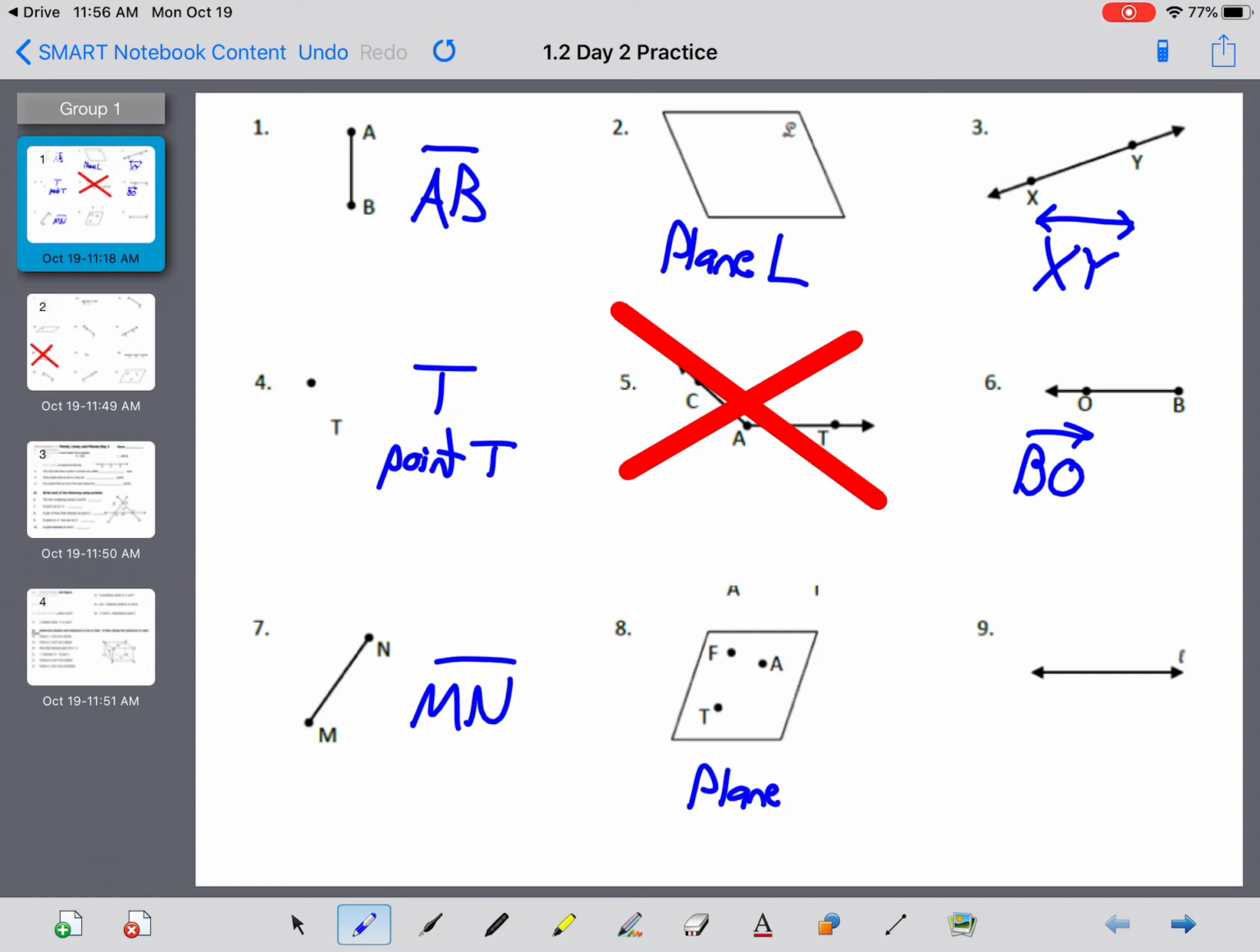Number 8, you have another plane, but this is plane with 3 points. So this would be plane FTA, or you could call it ATF, FAT, any combination of those 3 points. Number 9 is a line, but we have no points on there, but we do have a script L. So this is line L.